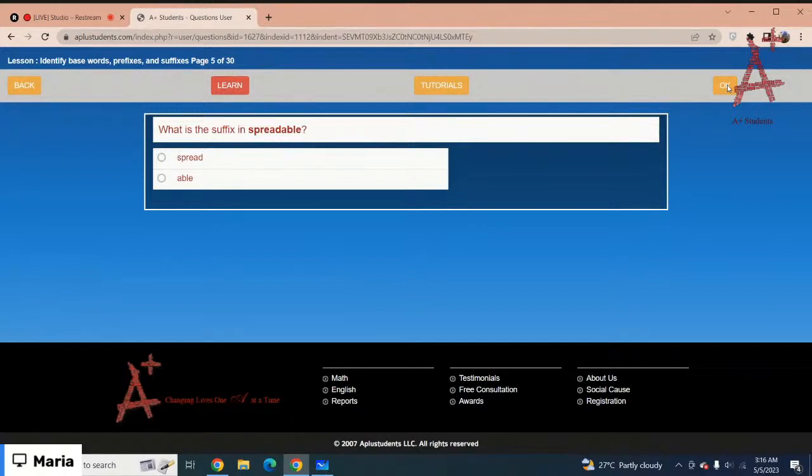It would be able. Able is the suffix in the word. Got it? So the correct option is able. What is the suffix of statement? Which is the correct option?